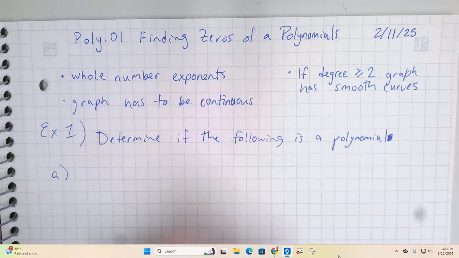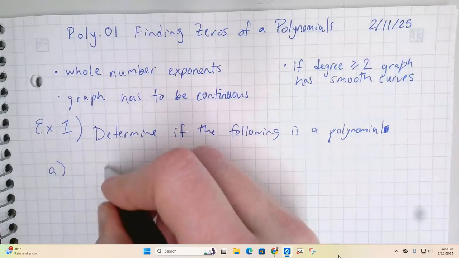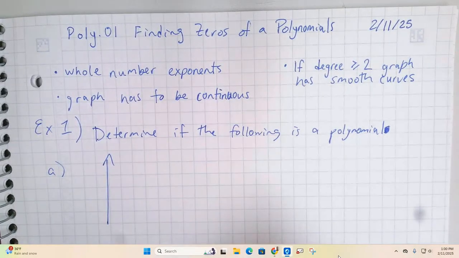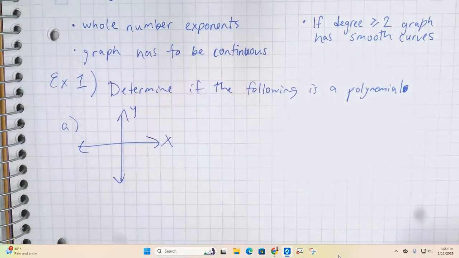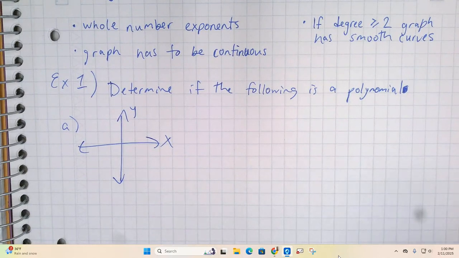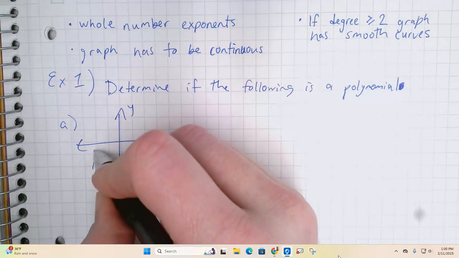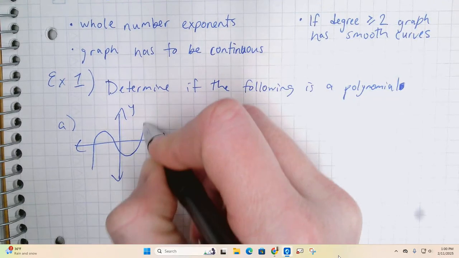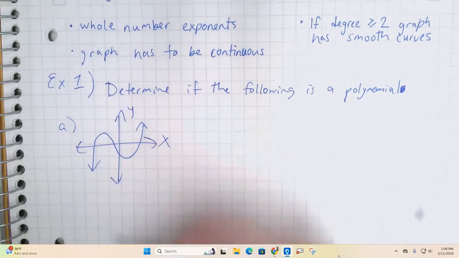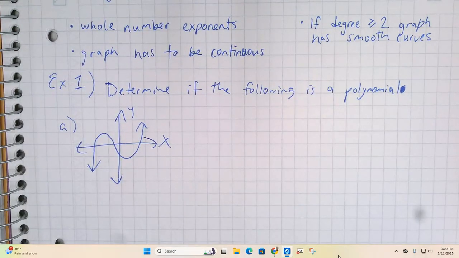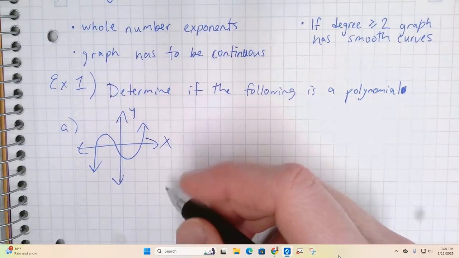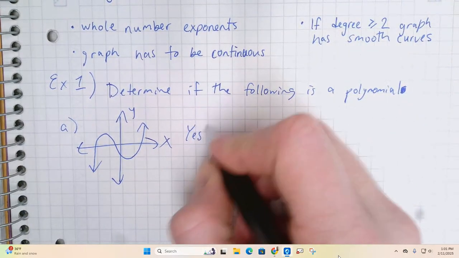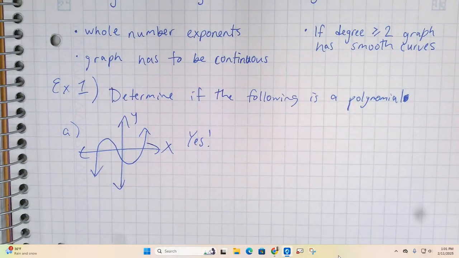Part A. If you have a graph, and I'll just draw the XY axis here. Here's the X, here's the Y. If you have a graph and it looks like this, maybe weaves back and forth smoothly across the X or Y axis, this would meet the criteria. The graph is continuous and it has smooth curves. So this would be a yes, it is a polynomial.